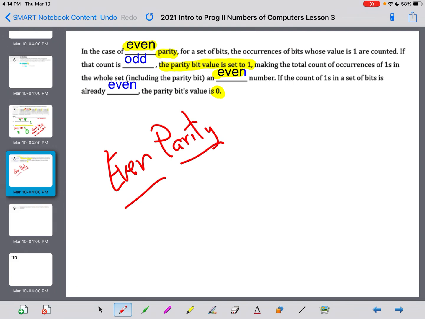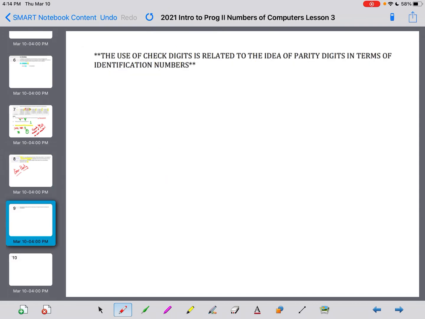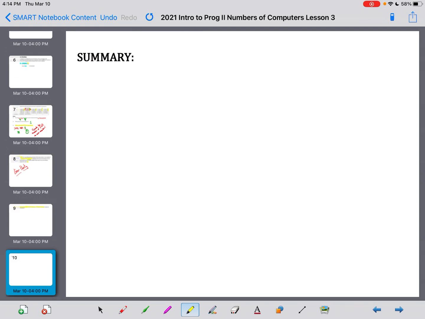With this type of thinking, we have another statement here: check digits. That idea is related to parity digits, and we will have a couple problems on the worksheet dealing with check digits. So with that, takes us to the end.